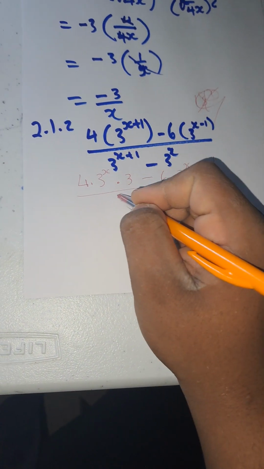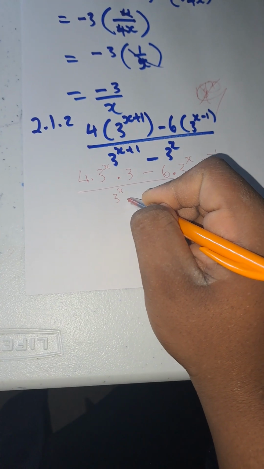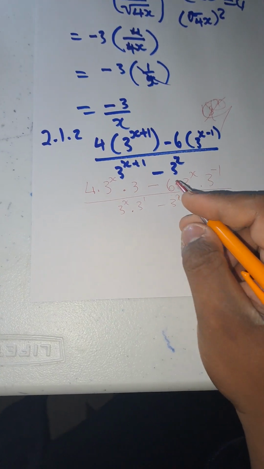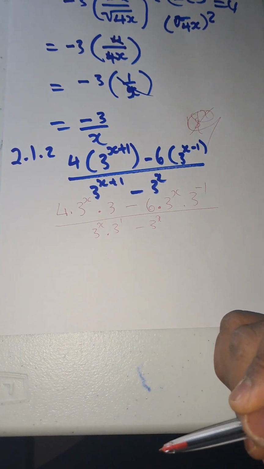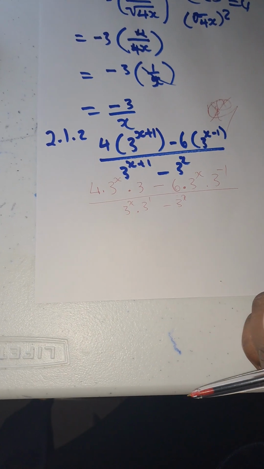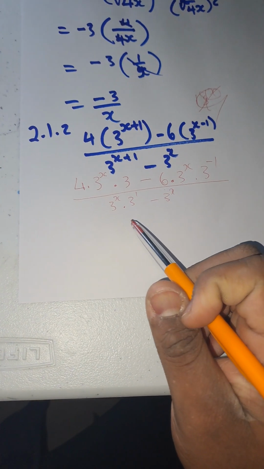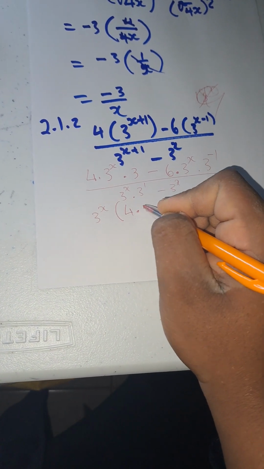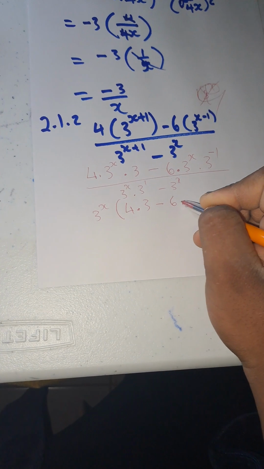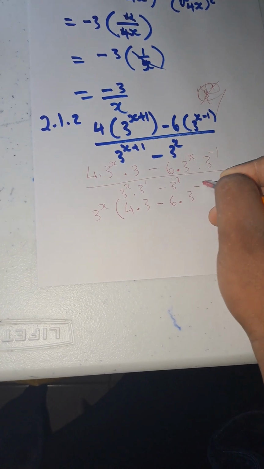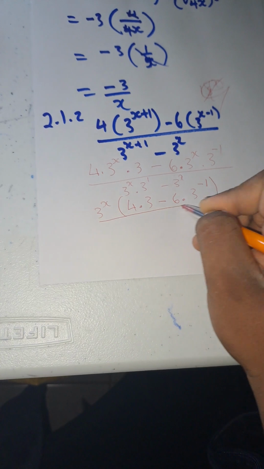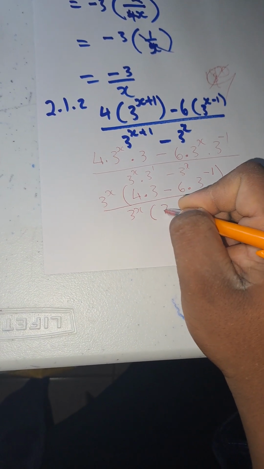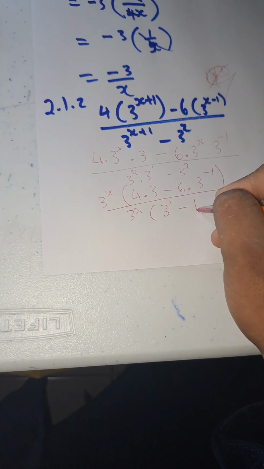Over, I need to split. So it will be 3 to the power of x times 3 to the power of 1 minus 3 to the power of x. Remember, same bases when they are multiplying, you add exponents, but now you are going back there. So in the numerator, I can see that 3 to the power of x is common. What am I left with? 4 times 3 minus 6 times 3 to the power of minus 1, over what? At the same time, 3 to the power of x is common in the denominator. I'm left with 3 to the power of 1 minus 1.